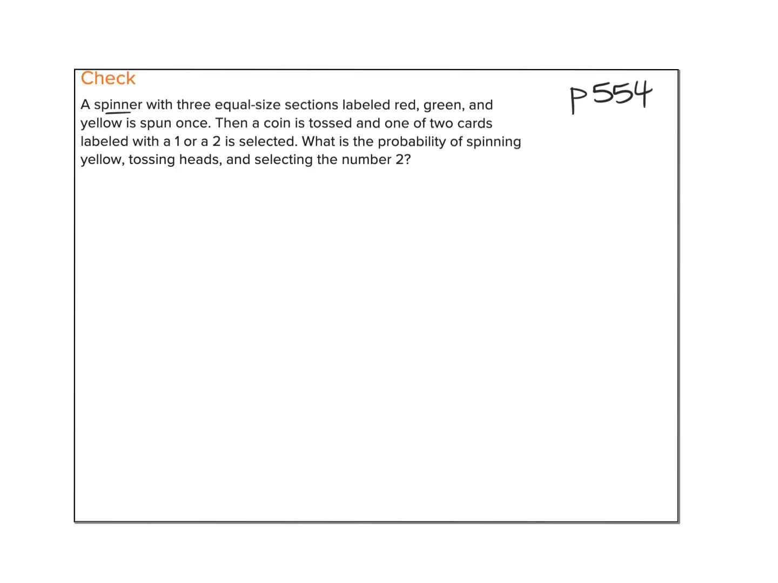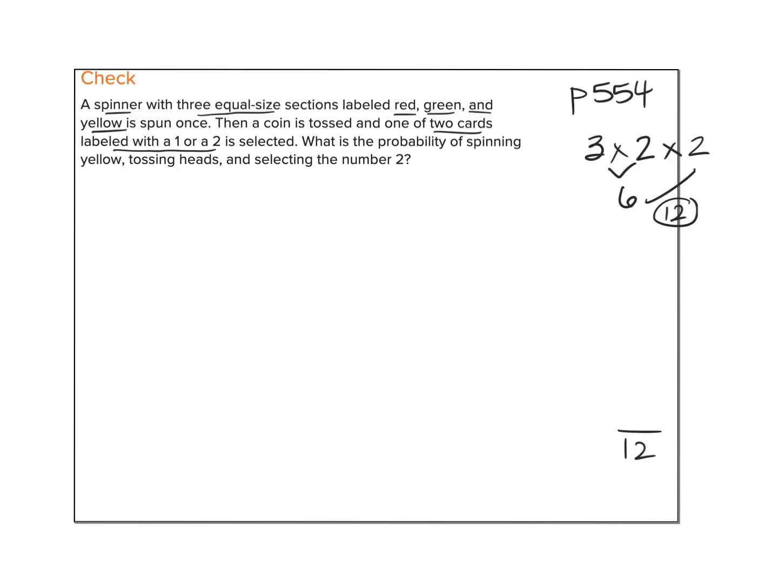All right, so it says I have a spinner with 3 equal size sections with red, green, and yellow. So first thing, I could get 3 different colors, red, green, and yellow. Then I'm going to toss a coin. Well, you can get heads or tails, so 2 options. And then I'm going to pull a card, and there's either a 1 or a 2. So again, 2 options. So I already know my total. 3 times 2 is 6. 6 times 2 is 12. There are 12 different outcomes. So I know that's the bottom of my fraction.